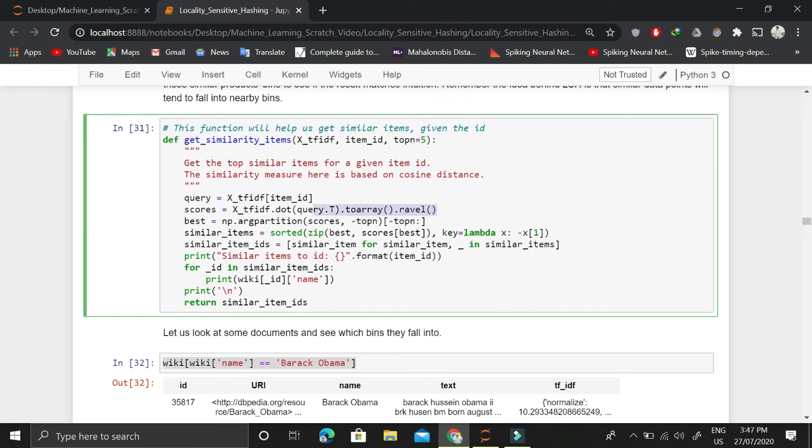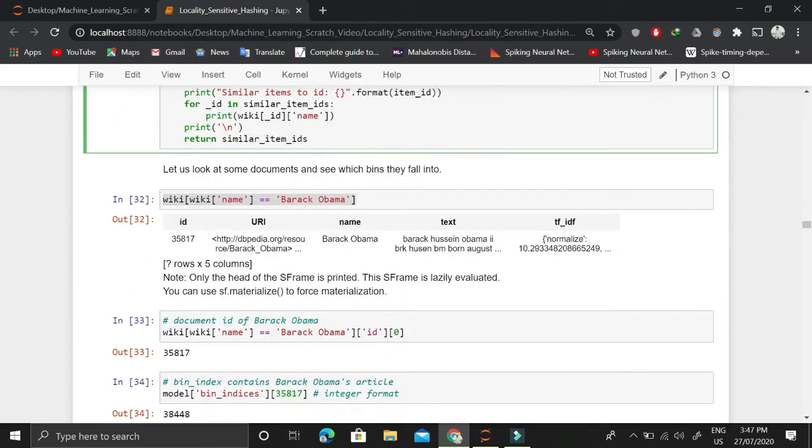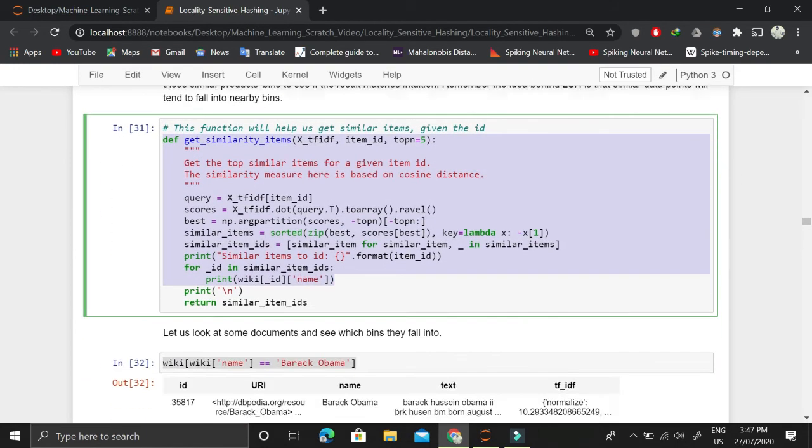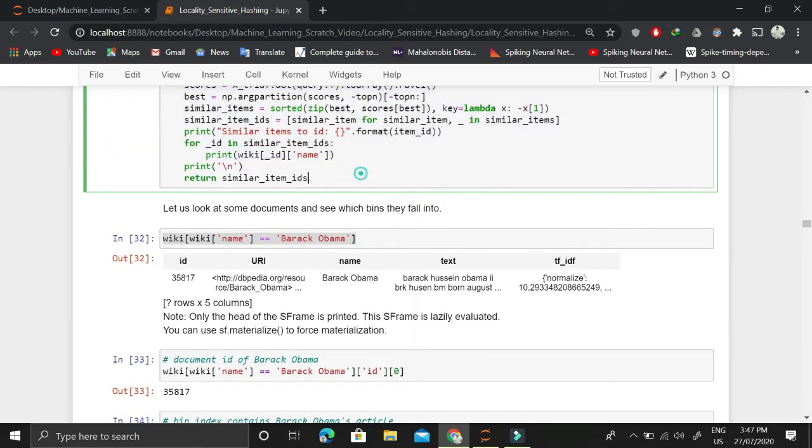This implementation is not actually all about it. You can use any other distance also. You can also implement this whole thing for any other distance metric. Once we have calculated the scores, then we take out the best items. This is something we have done millions of times in our previous videos where we were talking about nearest neighbors. So this is like getting the similar items.